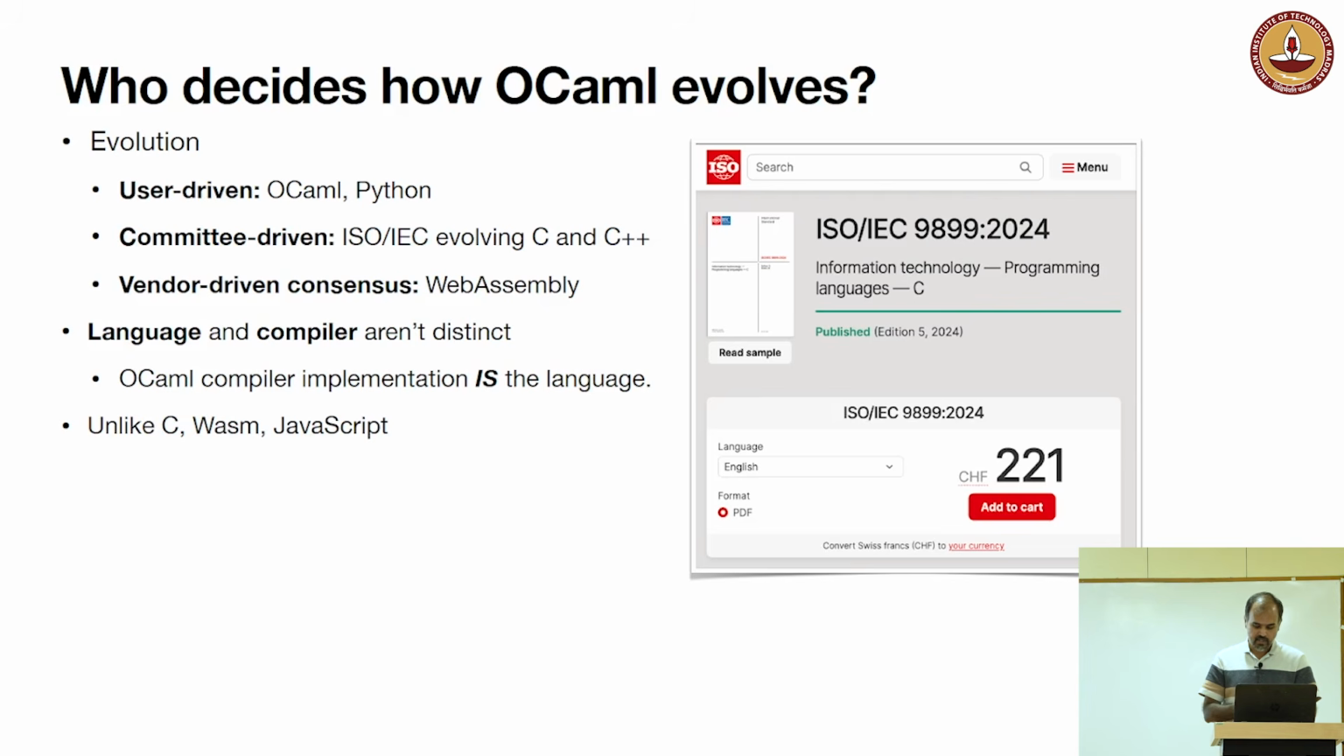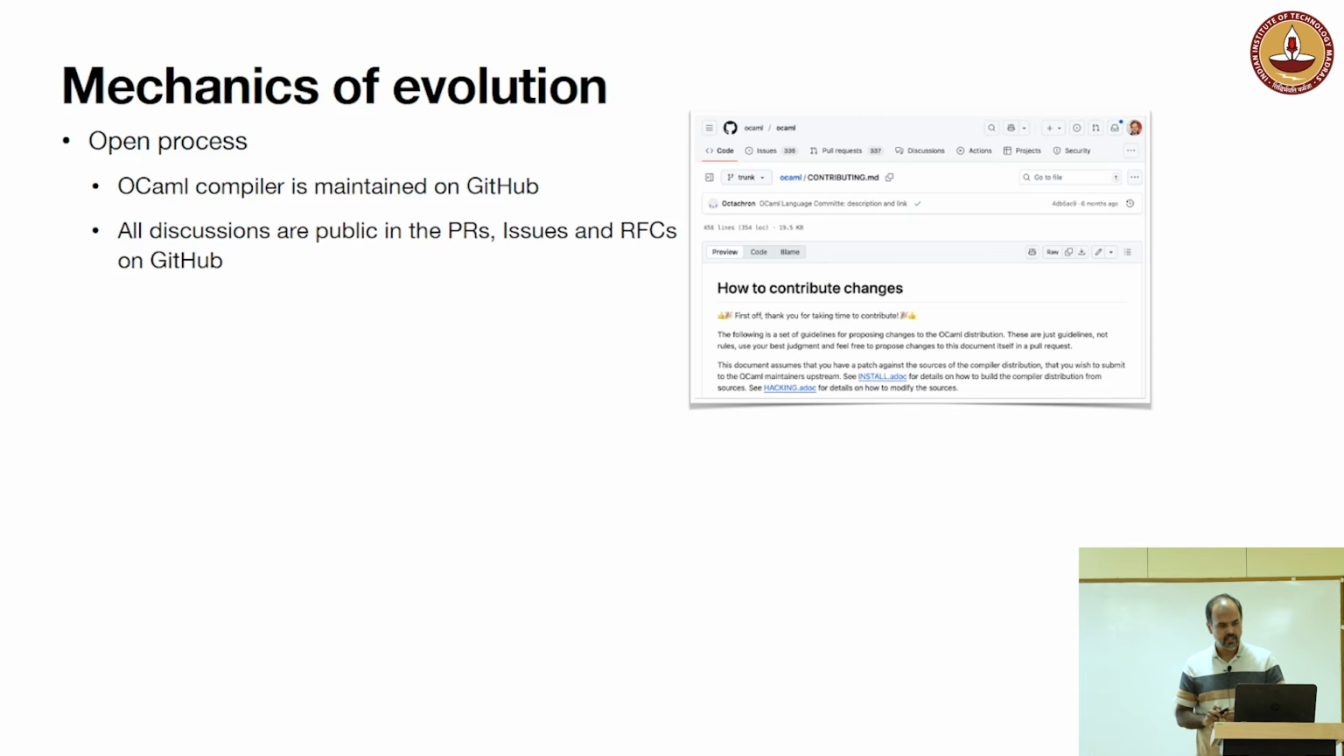Why does it matter for this discussion? In OCaml, the bar is actually lower because you don't have to convince a language committee and then the compiler implementers. You just go ahead and implement it. If the feature is good enough, the OCaml maintainers are going to say, okay, this sounds like a good feature. Let's have it in the language.